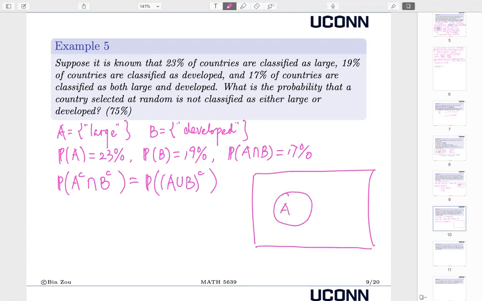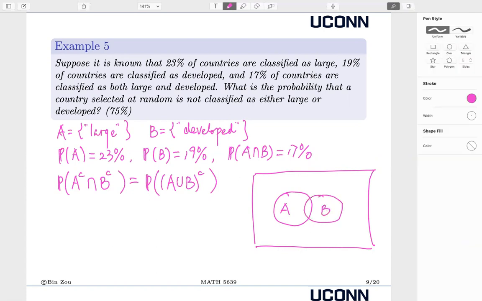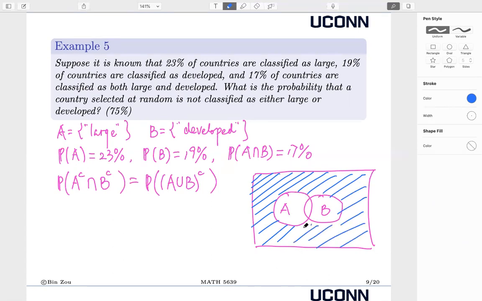Okay, if you are not fully convinced, again, we can always draw the graph. Here's A, here's B. What do we want to know? We want to calculate A complement intersect B complement. So that is this part. Right. So it's rather complicated to directly compute the area of the shaded part by blue, right?